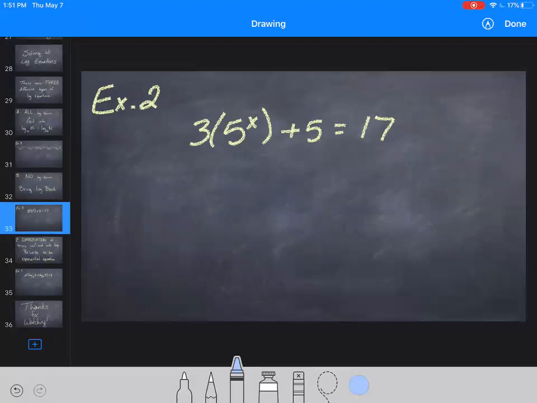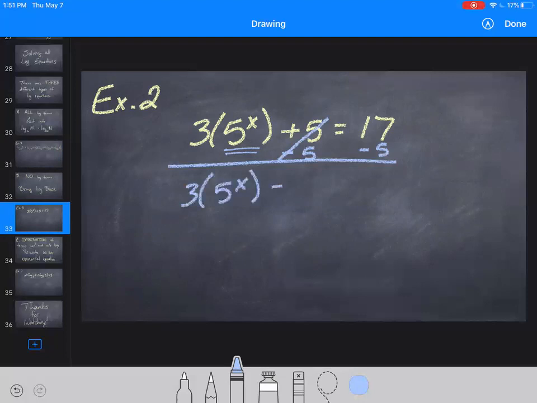Whenever we have no log terms, we're always going to get it into an exponential equation where my exponential part is on the left side and it's equal to my answer. The exponential part has an x in the exponent. Well, there's my 5 to the x. I need to get that 5 to the x completely isolated, so I know I have to get rid of the 3 and the positive 5. I'm going to get rid of the positive 5 first. So opposite of adding 5 is subtracting 5. I have 3 times 5 to the x is equal to 17 minus 5 gives me 12.